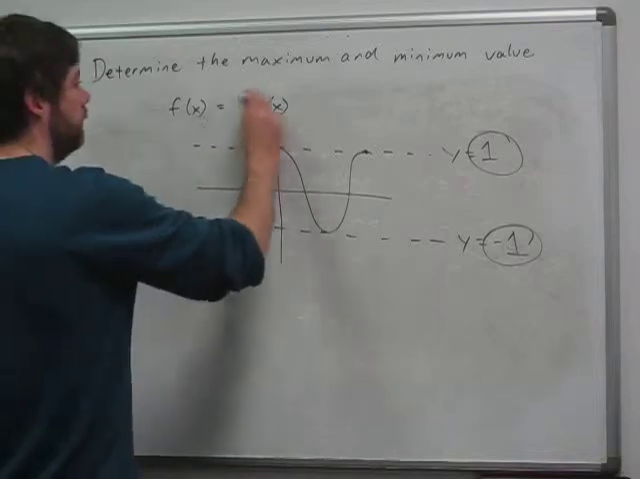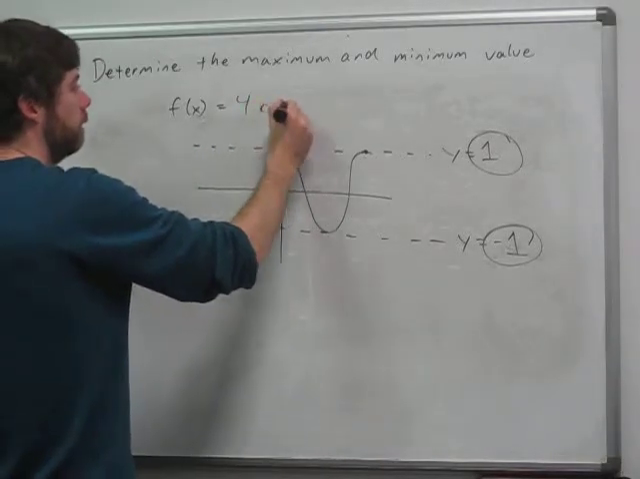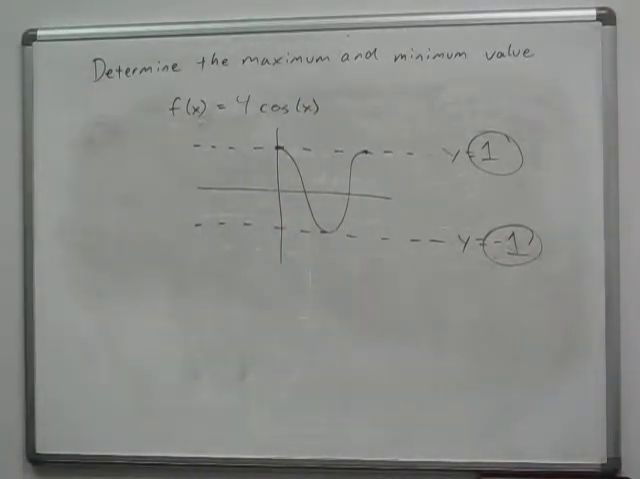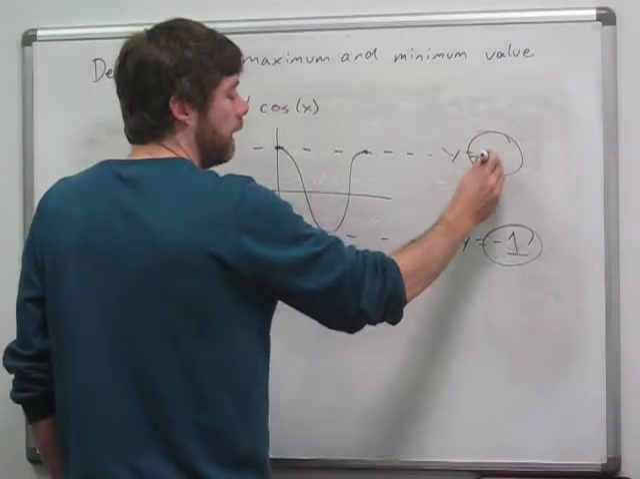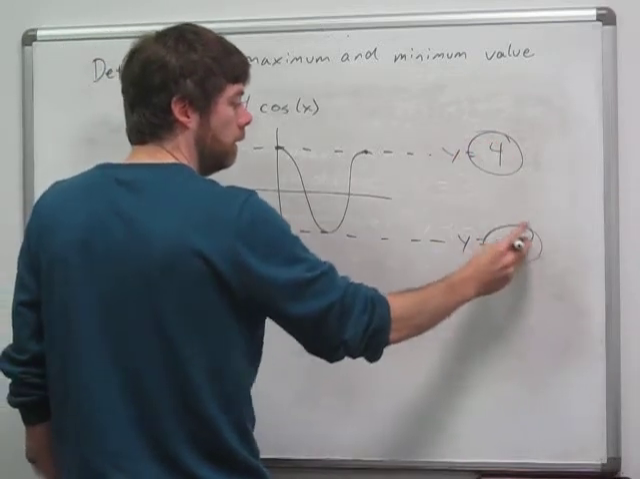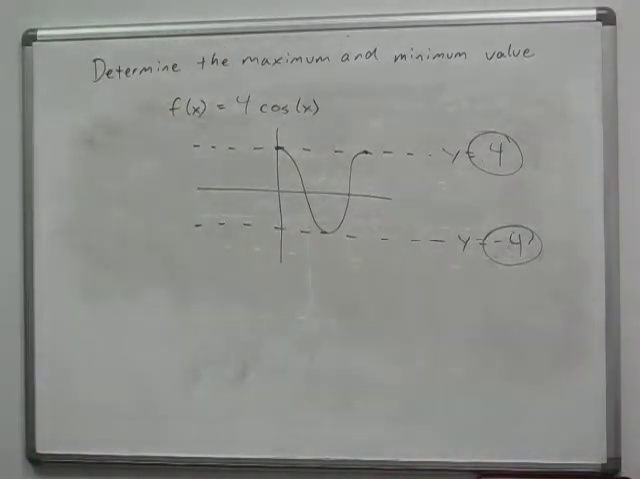So how does this change if we alter the amplitude to something like 4 times the cosine of x? Well, all this is going to do is stretch our graph vertically. So this line here is no longer y equal to 1, it's y equal to 4. And our minimum line is now y equal to -4.